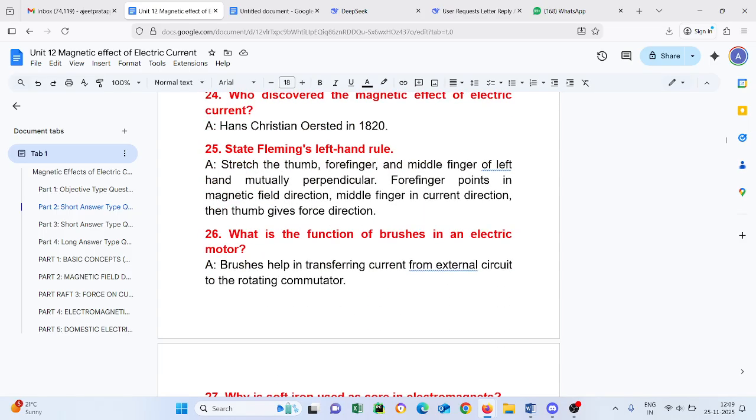Question number 26. What is the function of brushes in an electric motor? Brushes help in transferring current from the external circuit to the rotating commutator.